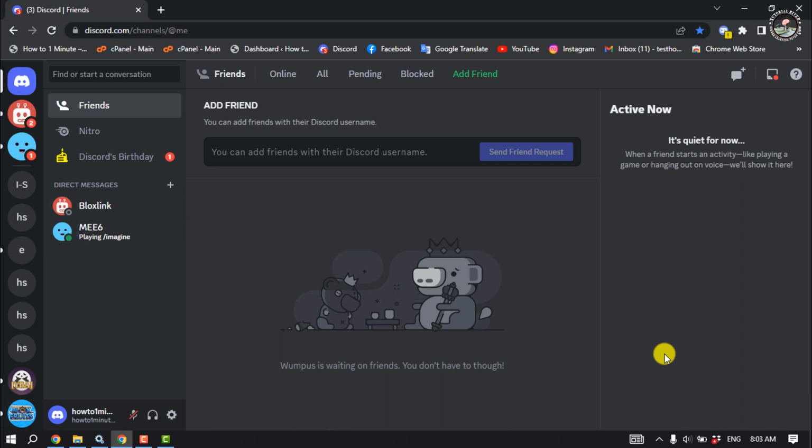Method 3. Look out for the typing indicator. When someone is typing on Discord, you will see the typing indicator. Therefore, if you are in the same servers or groups with the target person, scroll to see if you will catch them typing. If you do, it means they are online.